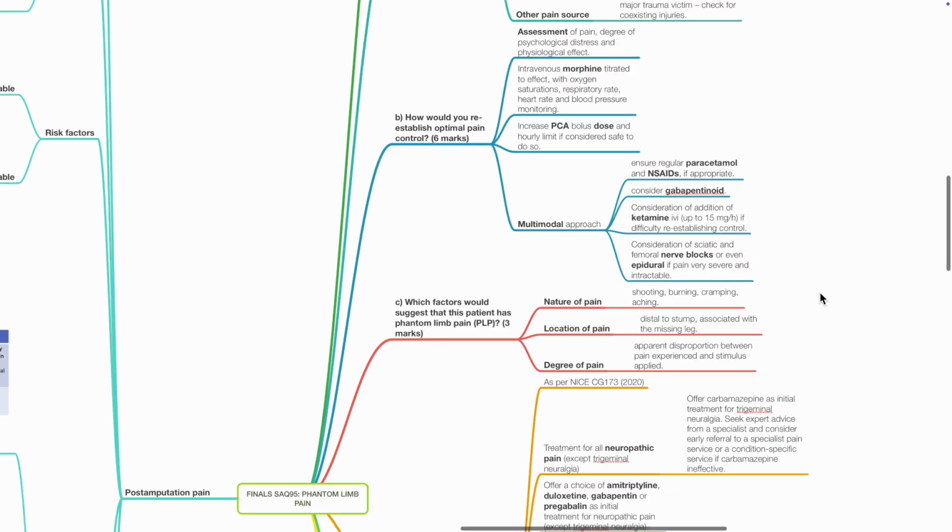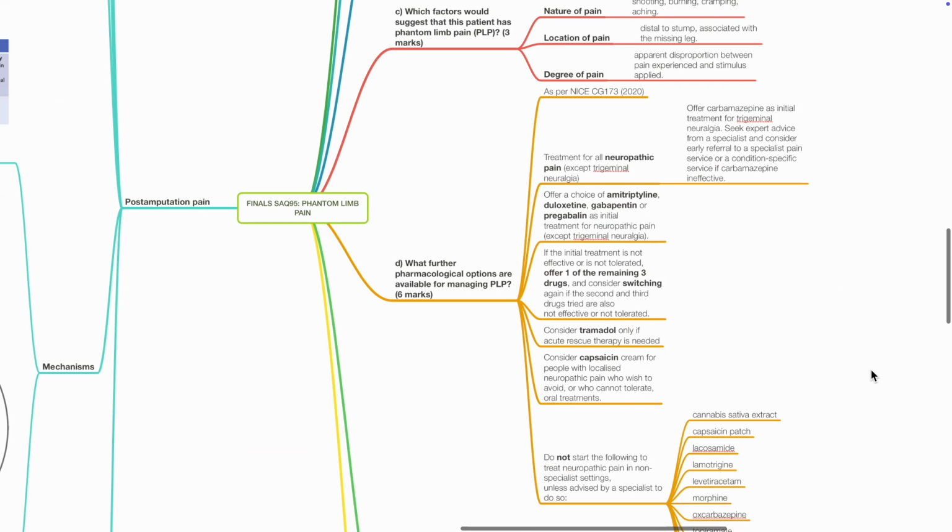C. Which factors would suggest that this patient has phantom limb pain? This includes nature of the pain, shooting, burning, cramping and aching, location of the pain, distal to the stump associated with the missing leg, and degree of pain, apparent disproportion between pain experienced and stimulus applied. D. What further pharmacological options are available for managing phantom limb pain?